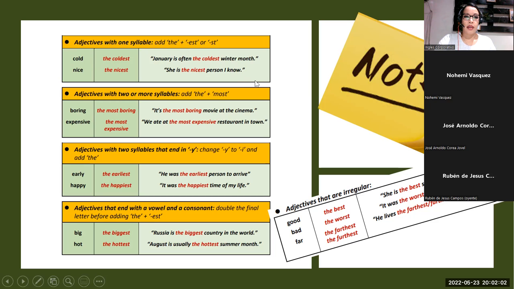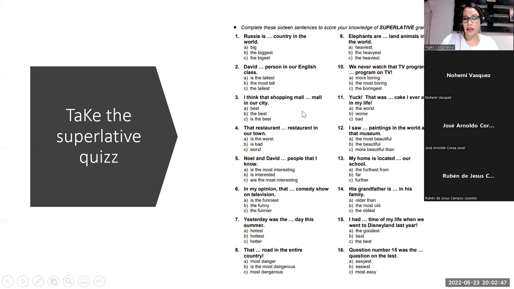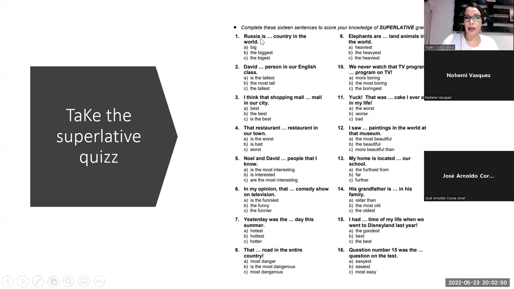And there were some exceptions. For example, with adjectives of two or more syllables, we just add "the" at the beginning, then the adjective as it is, and then "most". And the exceptions with Y: with adjectives of two syllables ending in Y, we need to change it to I and add the article, right? And also how to double the last consonant. We also discussed that there are some irregular adjectives, and we had a list of the most common ones. That being said, the next exercise is the superlative quiz.